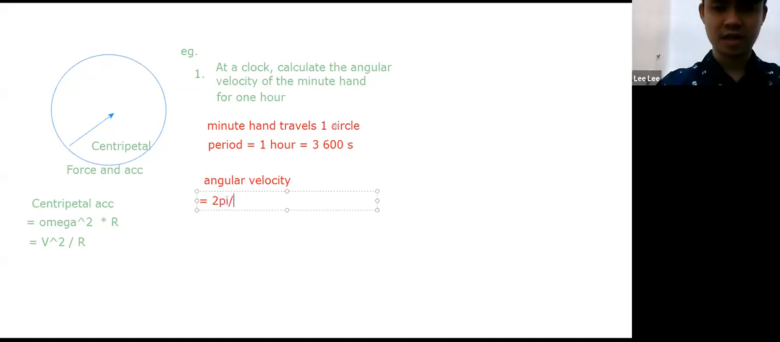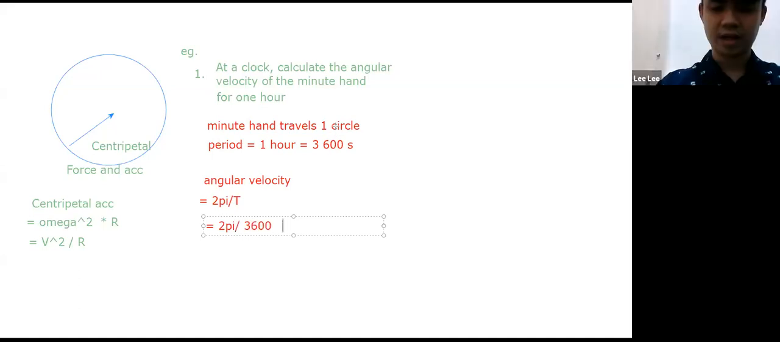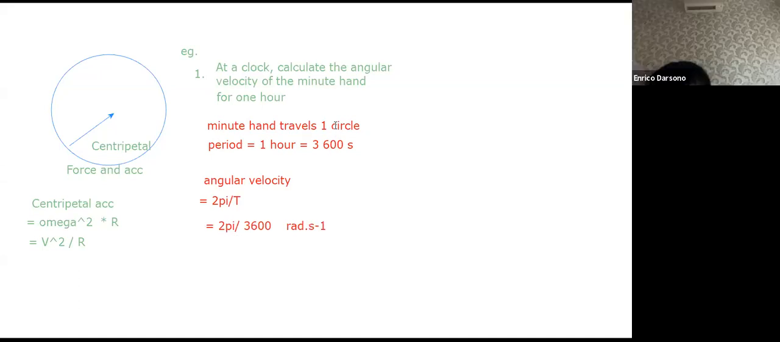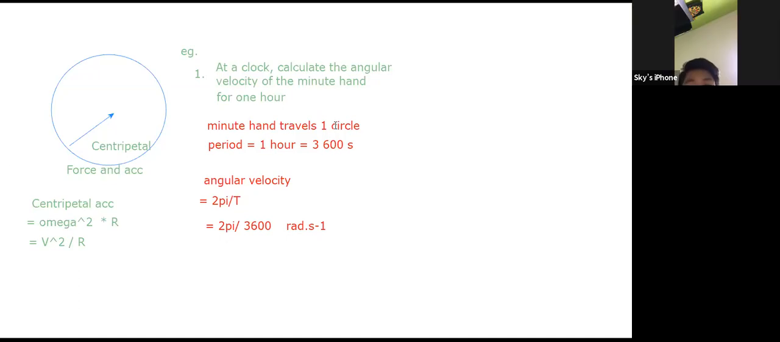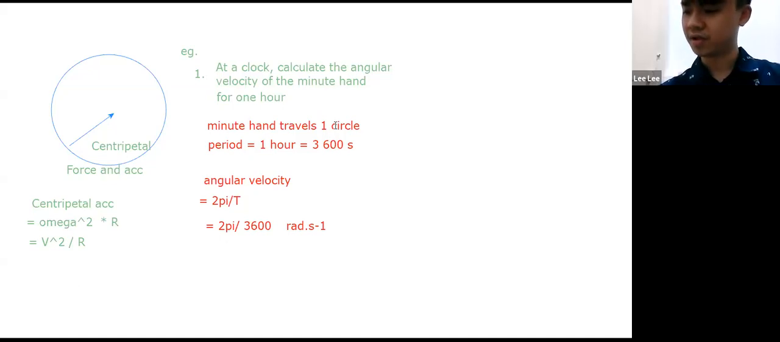So the angular velocity is 2 pi over 3,600 radian per second. Anyone want to ask questions until here? If no questions, I'll continue.